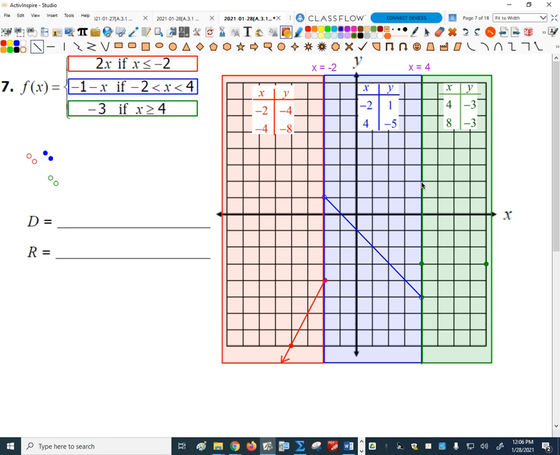Now I can build my ray. All I'm going to do is start at my endpoint and go through that other point and then go on forever to the right. So there's my ray. Everybody give me a 1 to 5 on the graph.